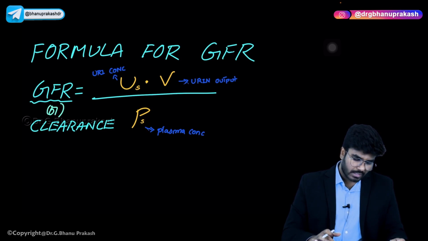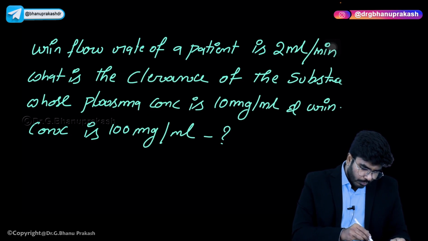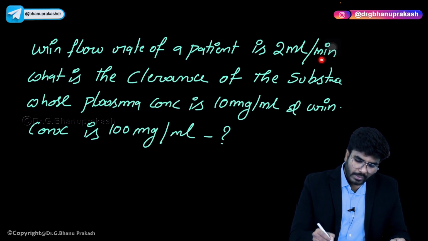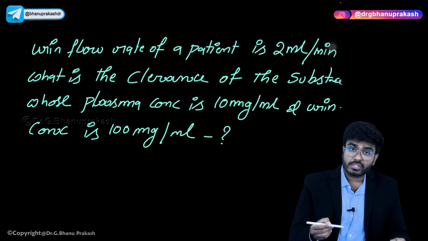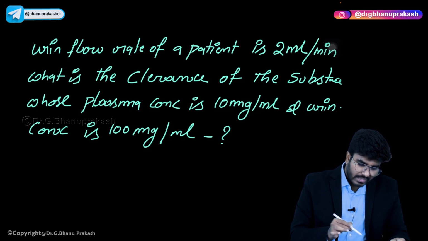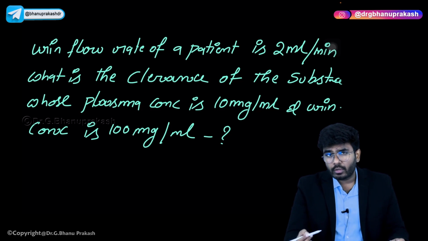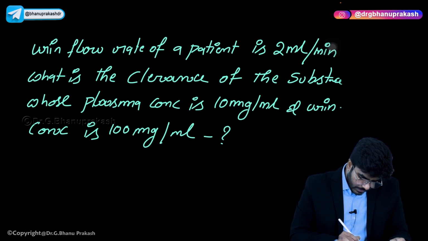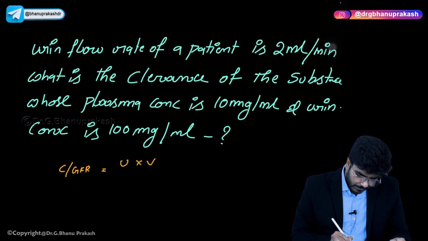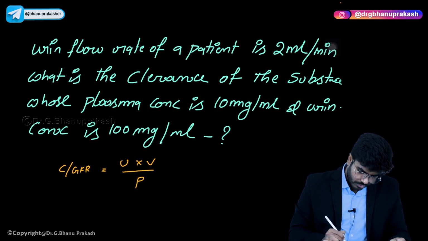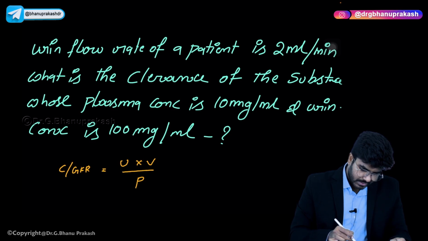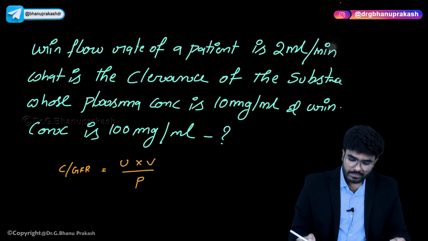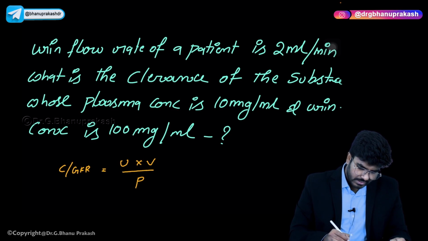Now with this, let's take an example. See, in this question, urine flow rate of a patient is 2 ml per minute. Urine flow rate, urine production, is 2 ml per minute. What they are asking you, what is the clearance? We already know the clearance and GFR formula. Let's write here. Clearance or GFR is equal to UV by P. Now let's continue the question. What is the clearance of a substance whose plasma concentration is 10 mg per ml and urine concentration is 100 mg per ml?